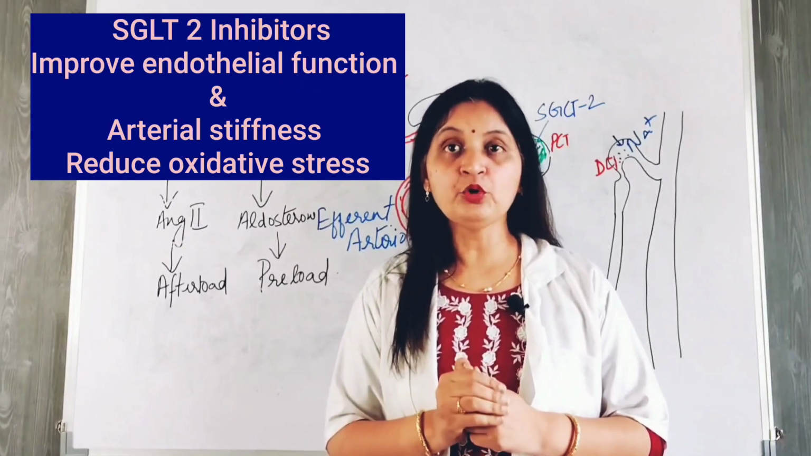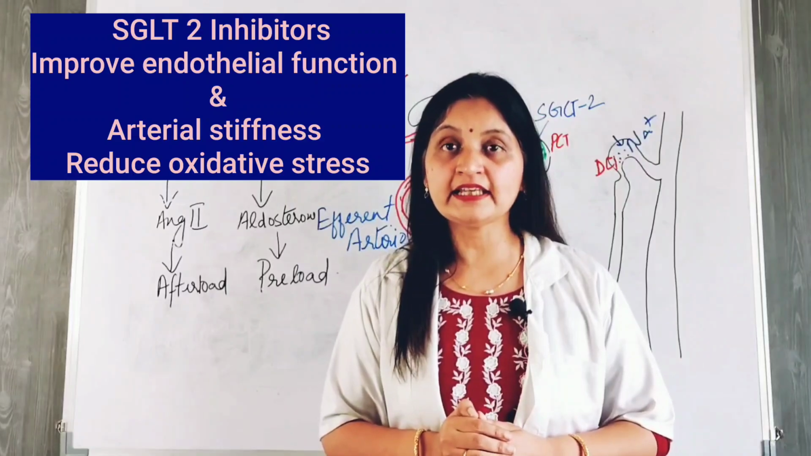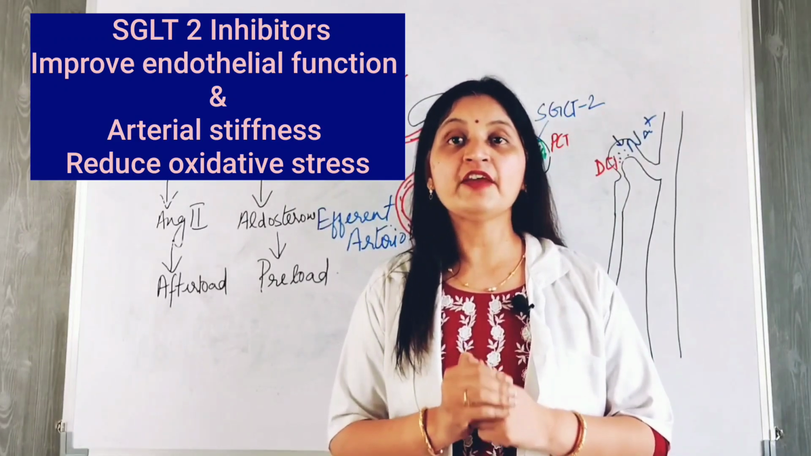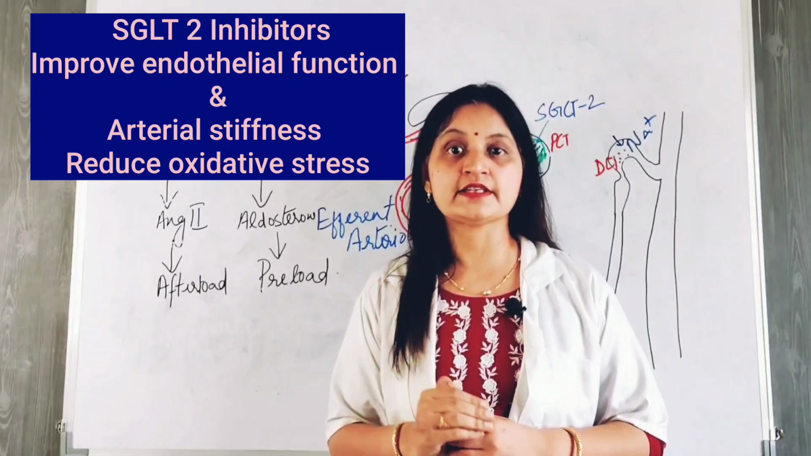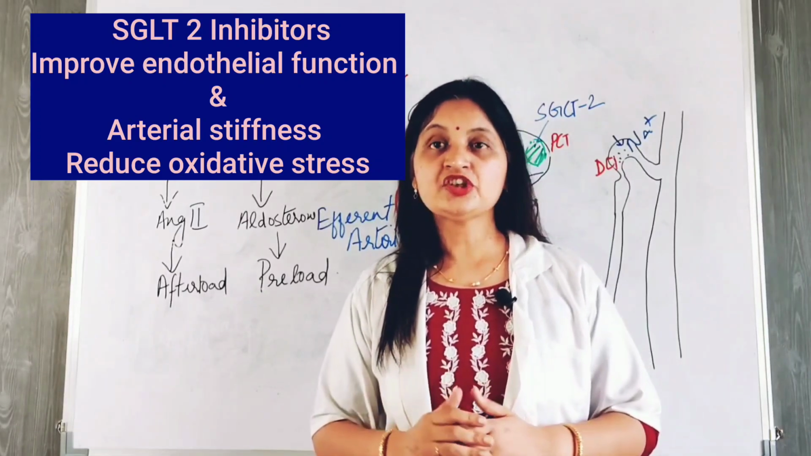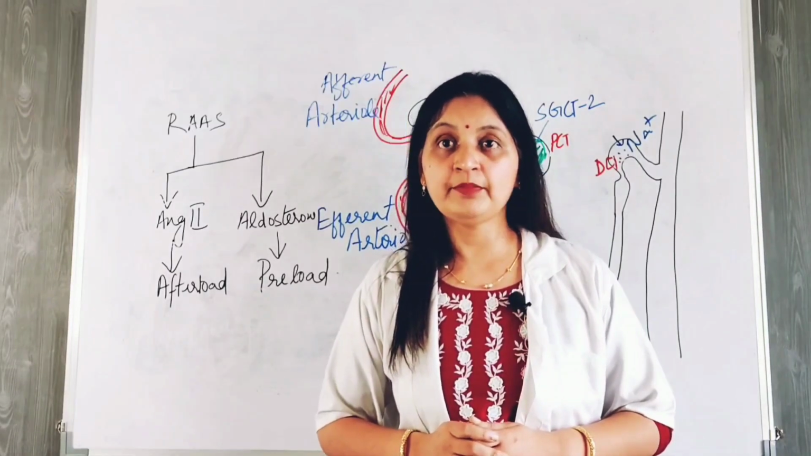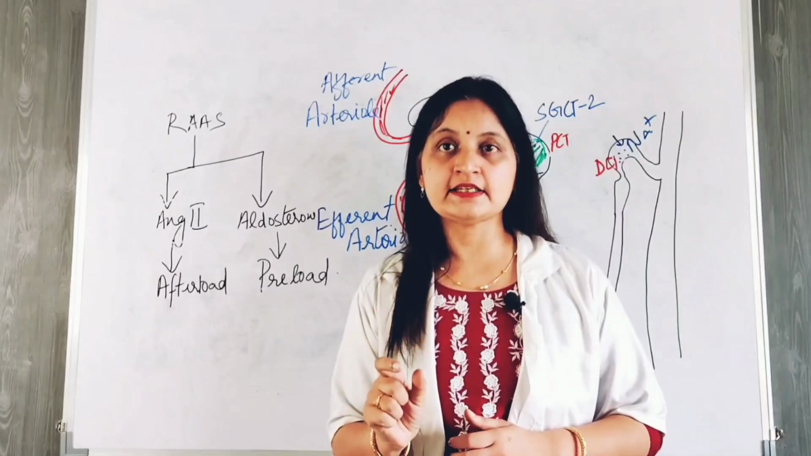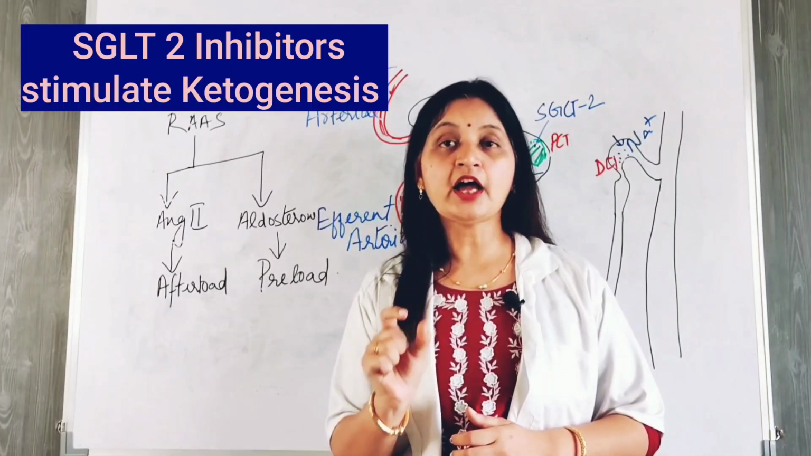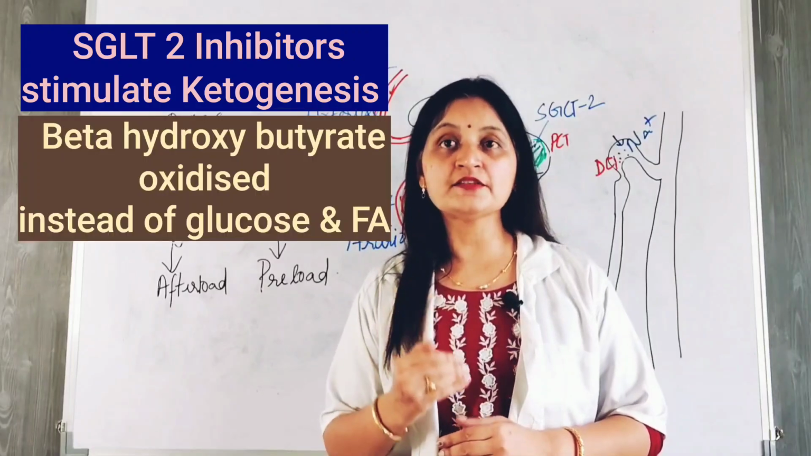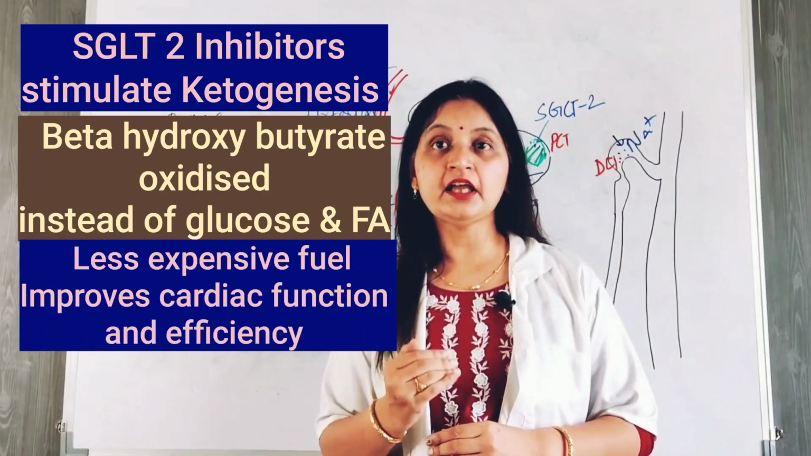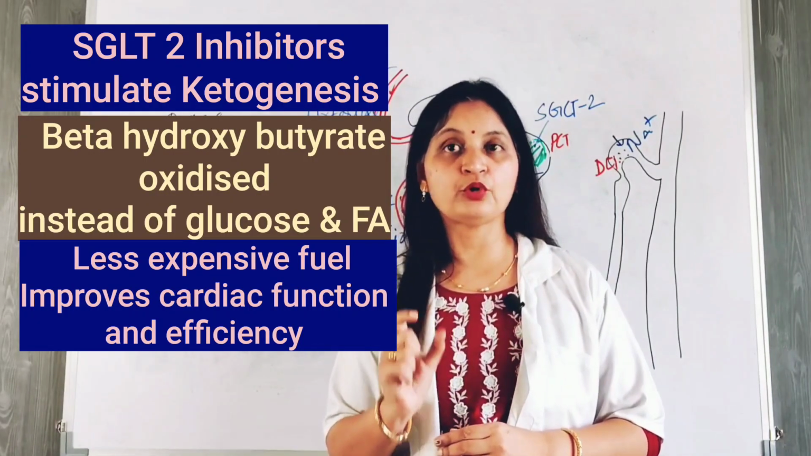Also, these drugs improve the endothelial function and arterial stiffness and have a favorable effect on the vasculature by decreasing the oxidative stress. In addition, treatment with SGLT-2 inhibitors stimulates ketogenesis. So, in the process, beta-hydroxybutyrate, a ketone body, is synthesized and it is transported by the heart. It is taken up by the heart with the help of transporters.